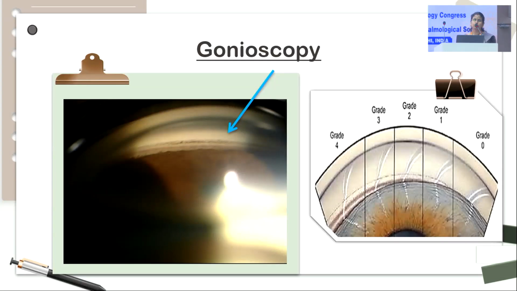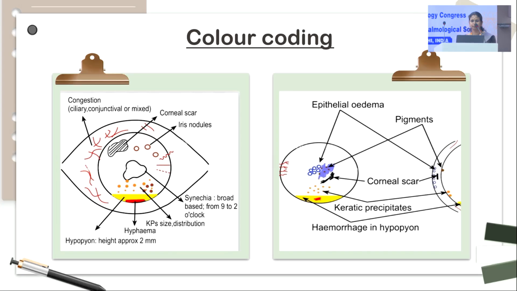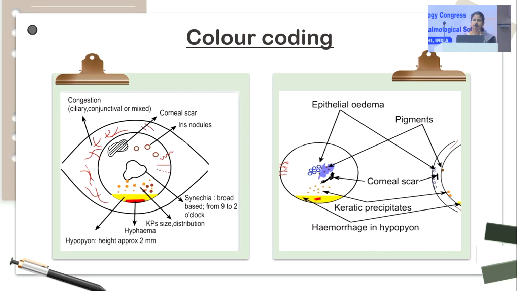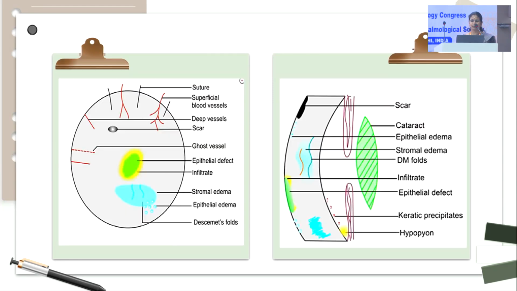And then you should do a gonioscopy and grade the angle from 0 to 4 and see any abnormalities in that. And when examining, you should document and do a color coding: any vascular lesions in red, edema in blue, and circles will denote the epithelial edema, scarring in black.